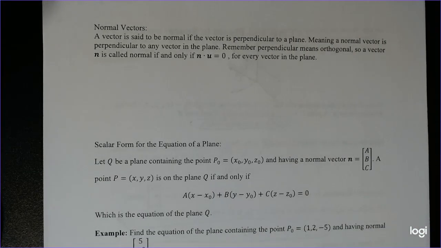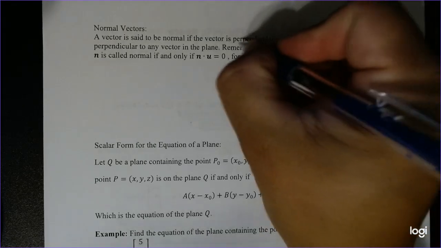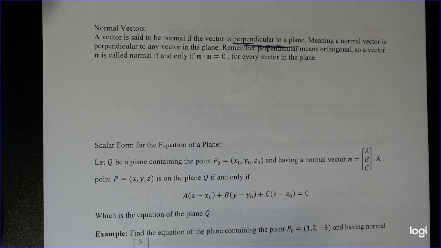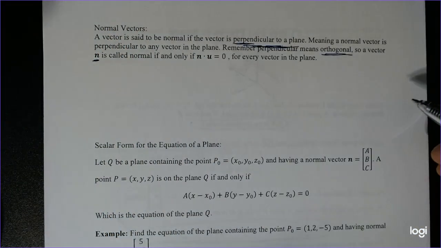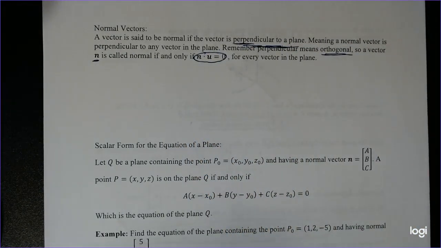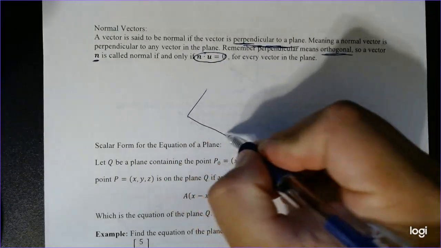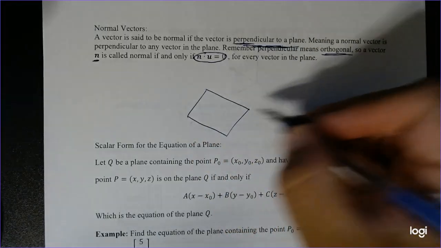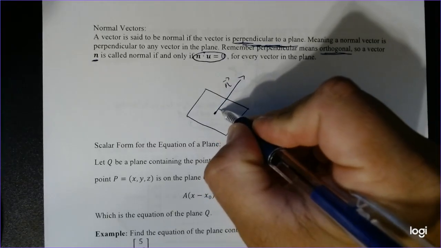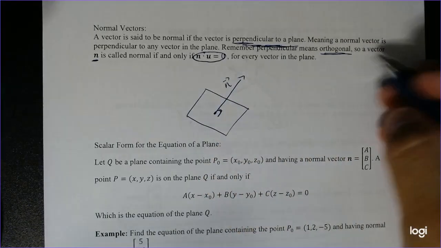So normal vectors. A vector is said to be normal if it is perpendicular to a plane, or another word, orthogonal, meaning the vector is perpendicular to any vector in the plane. Remember, normal means orthogonal, hint, hint. So in this case, our normal vector is called n, for arbitrary, if and only if, again going way, way back to this section, the dot product is actually 0. Okay? So again, a little review of multivariable: here's our plane, and we have a vector n that is perpendicular to that plane.